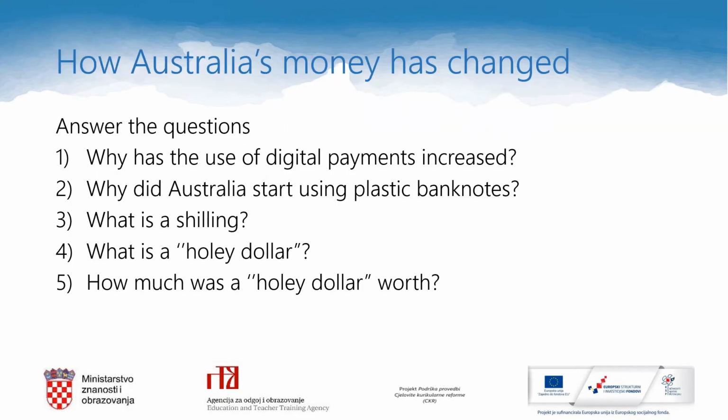While reading the text, your task is to find the answers to these 5 questions. Why has the use of digital payments increased? Why did Australia start using plastic banknotes? What is a shilling? What is a holy dollar? And how much was a holy dollar worth? While reading the text, you can pause the video at any time.